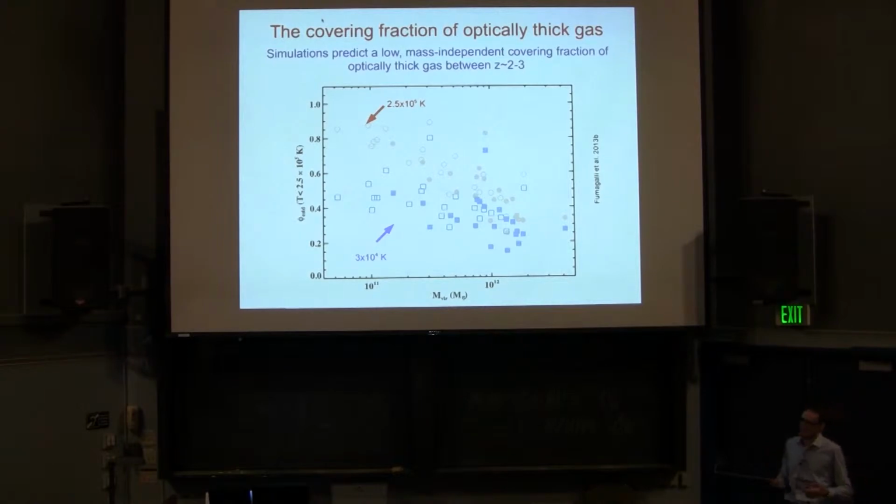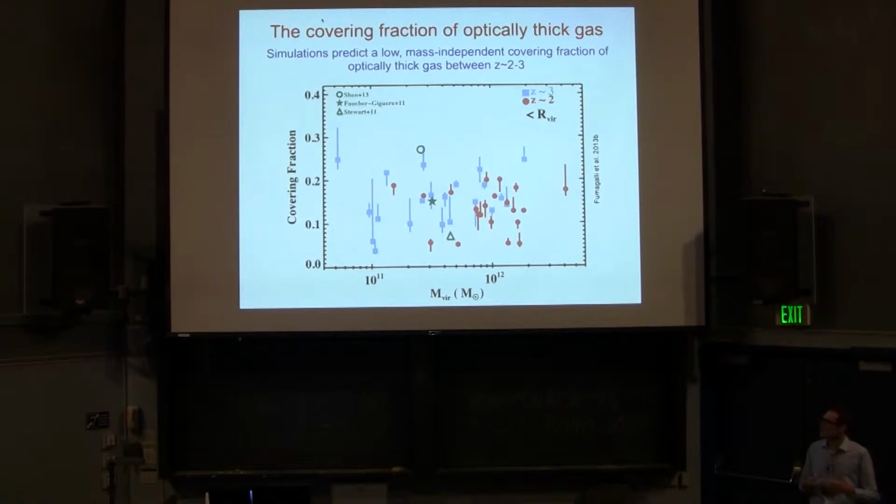We can also see this recast in terms of a more observable quantity. So we can look at what is called the covering fraction of optically thick gas. This is the area subtended by neutral hydrogen with column density above 10^17 particles per centimeter squared, compared to a reference area that here we take to be the area defined by the virial radius. And so I'm showing this quantity as a function of the halo mass. And again, you see that there is no strong drop in the covering fraction as a halo grows from 10^11 to 10^12. This is done at redshift greater than 2.